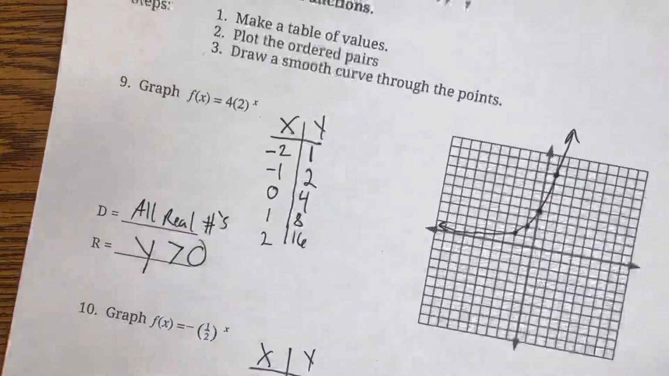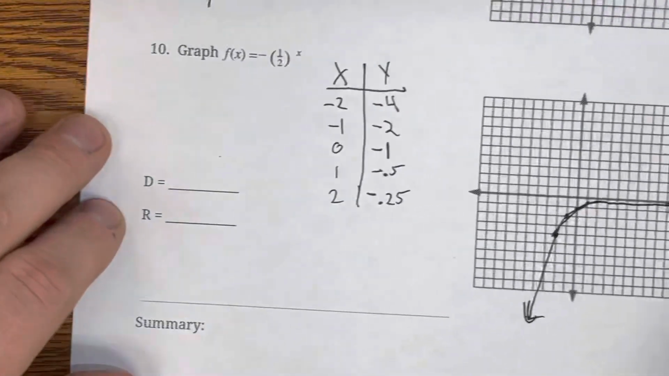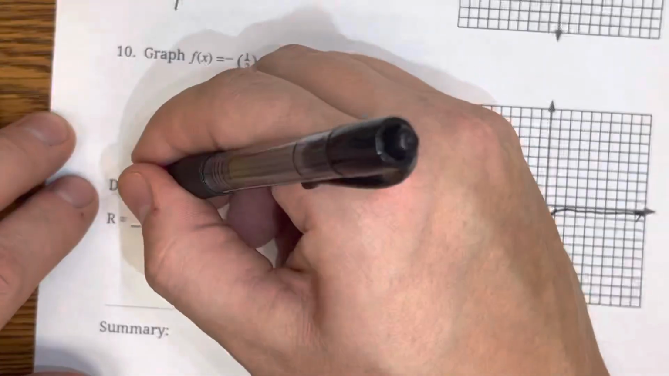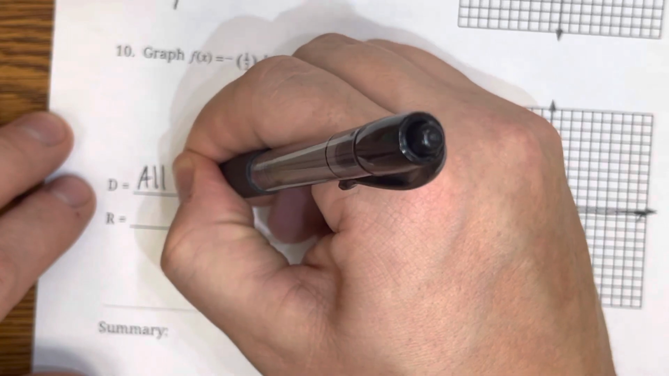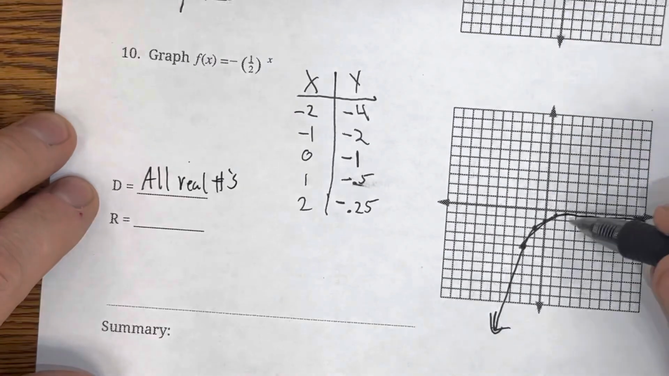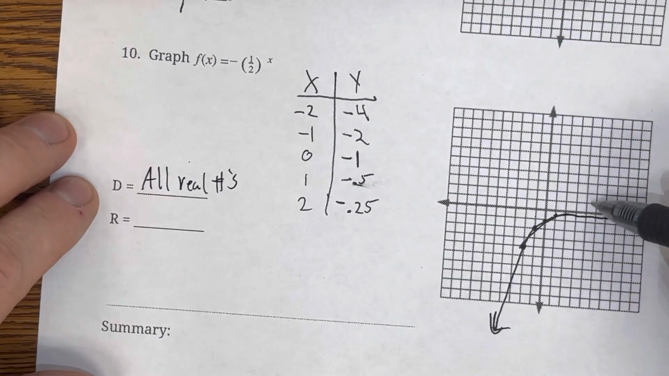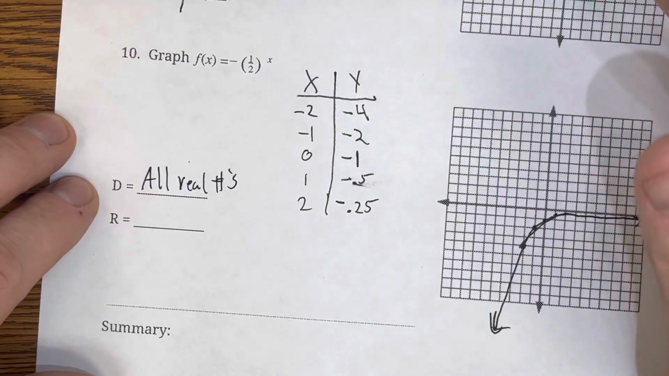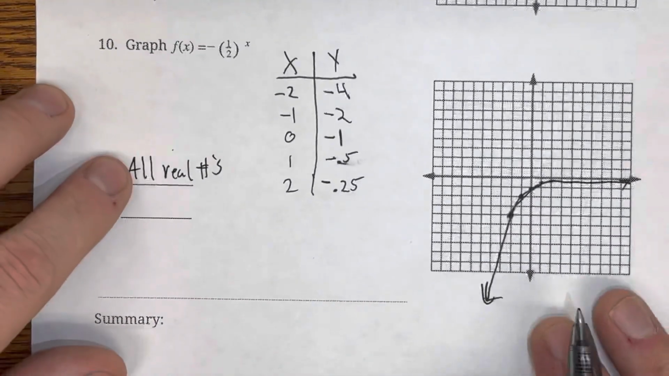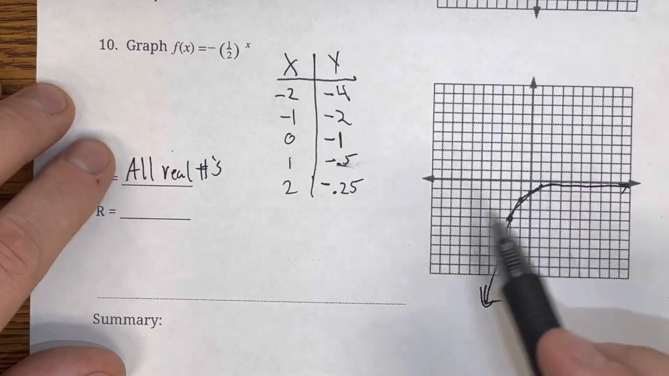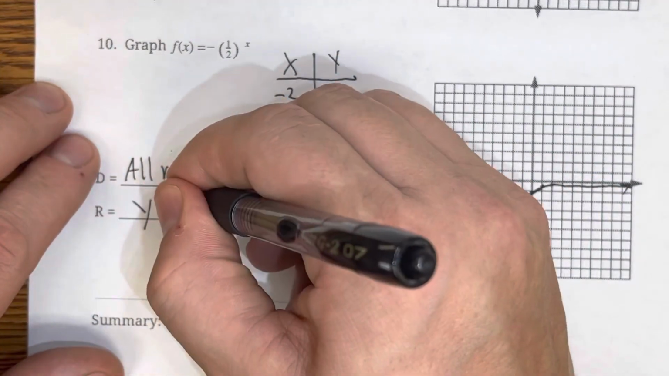So our domain again. For all our exponential functions, our domain goes left forever and it goes right forever. So that's all real numbers. And our range, it doesn't ever go up forever, but it does go down forever. It comes all the way up to 0. Doesn't quite get there. So y is less than 0.